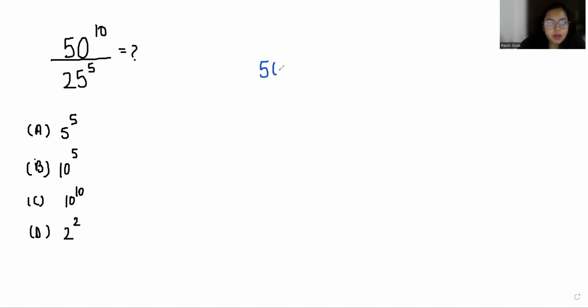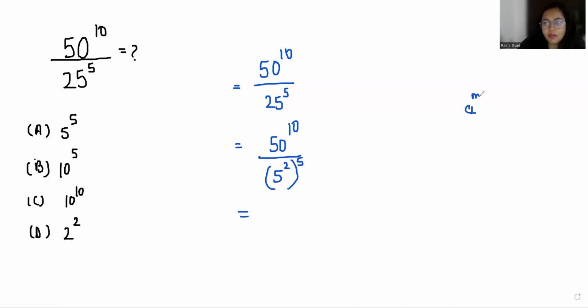So 50^10 / 25^5. 25 we can write as (5^2)^5. According to the exponent rule, (a^m)^n is equal to a^(mn) or (a^n)^m. So 50^10 / 5^(2 times 5), which is 5^10.